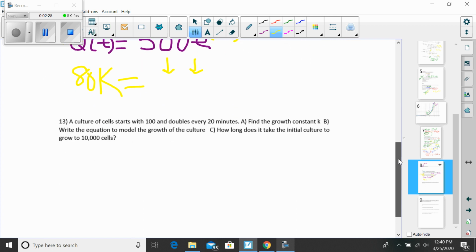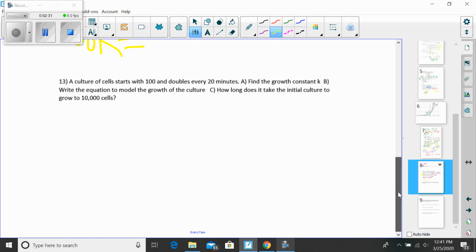So what becomes a little bit more challenging is if they don't give us the growth constant and we have to find it. All right, so that's what's going to happen here in number 13. So we've got our formula, Q of T equals Q naught, right, our initial amount, times E to the KT. And we're going to be looking for K. So it tells me what's happened in the first 20 minutes, that I have doubled in the first 20 minutes. So I start with 100. After 20 minutes, I'm at 200.